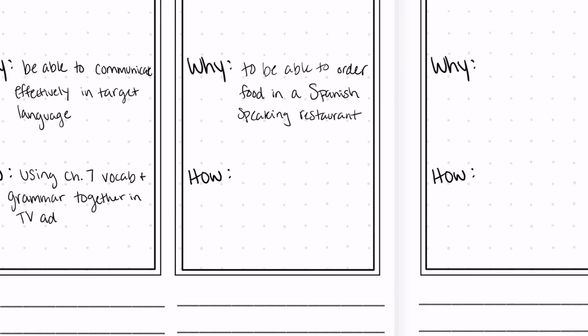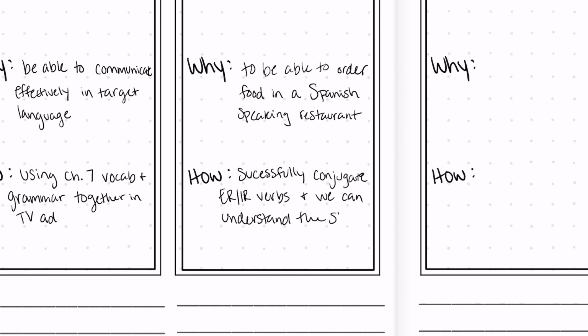And then how do we know we are successful? We successfully conjugate ER and IR verbs with the homework and in the PQA activity, and we can understand the story.